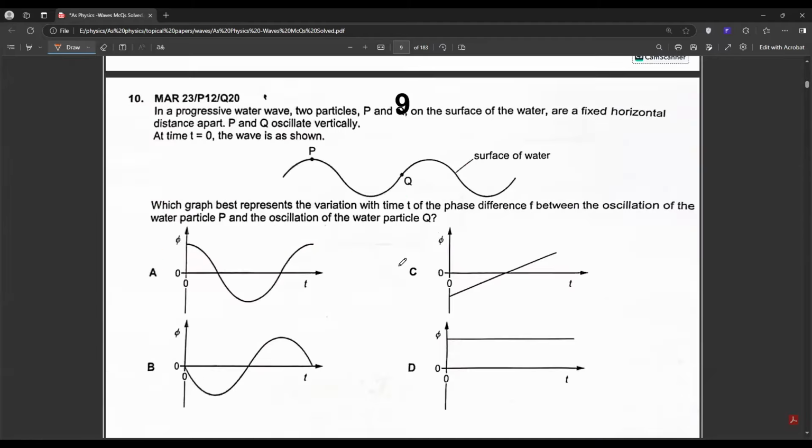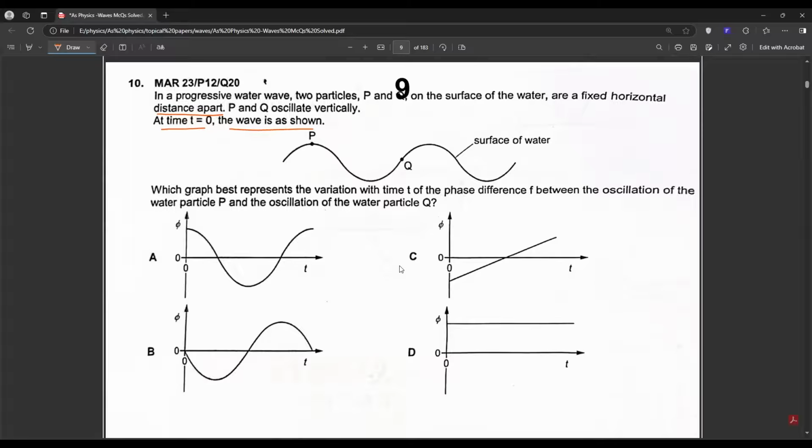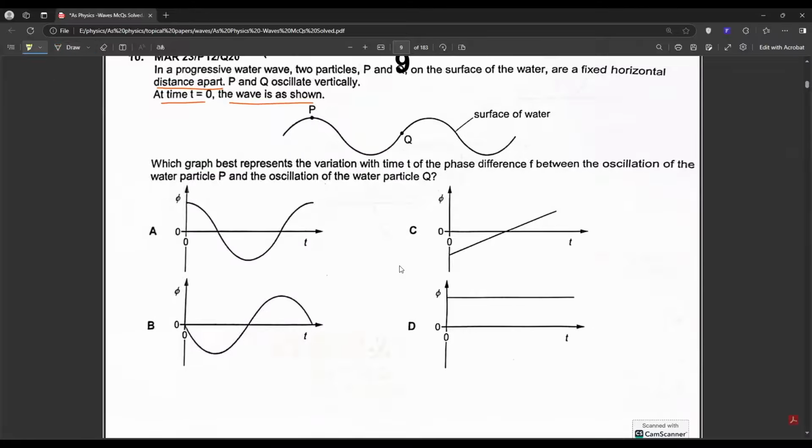Let's further move ahead. In a progressive wave, two particles P and Q on the surface of water are a fixed horizontal distance apart. P and Q oscillate vertically. At time t = 0, the wave is as shown. Perfect. Which graph best represents the variation with time t of the phase difference between the oscillation of the water particle P and the oscillation of the water particle Q? So, which graph tells us how the phase difference between P and Q will vary? Always remember, the phase difference between any 2 points on a wave remains constant throughout. Any answers like that? D, in which the phase difference is remaining constant throughout.